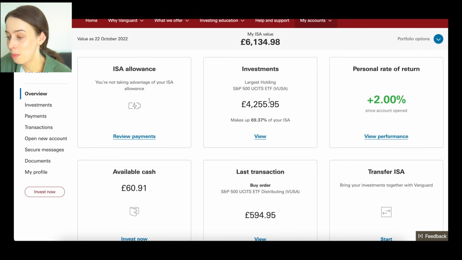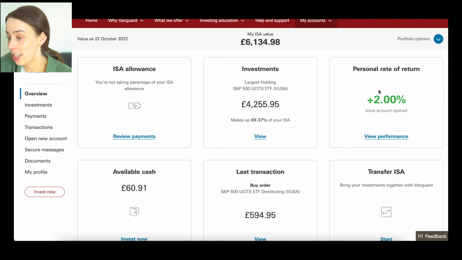Next to that, we have this box here, and this shows you your largest holding. So that's really good to see at just a glance because you may be someone that wants to maybe shuffle around your holdings and your portfolio depending on your weightings. We can see here that it just tells me my largest holding is VUSA, how much I've got in it, and exactly the percentage of that fund that makes up my ISA. So nearly 70% of my entire ISA, my entire portfolio, comes from that one investment, VUSA.